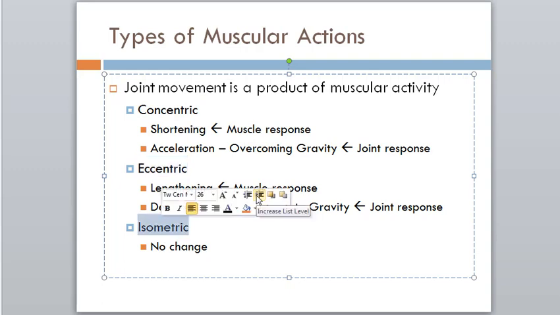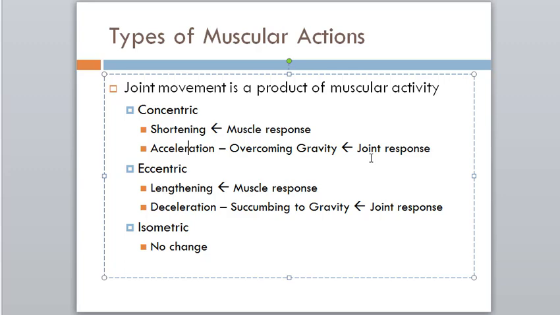The best way really to look at muscle, which is more difficult, but in the long run makes things easier to see, is this whole concept of the muscle resulting in movement in response to gravity. So when you're looking at muscle contraction, you're typically looking at joint motion.